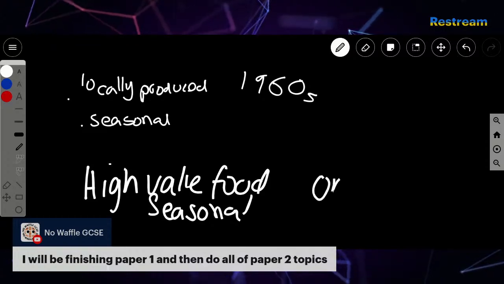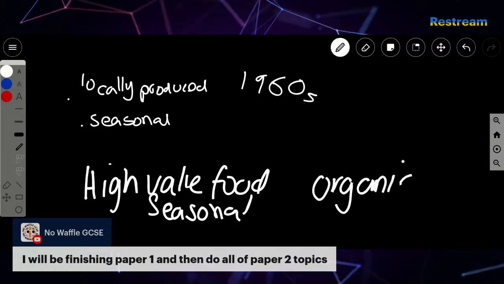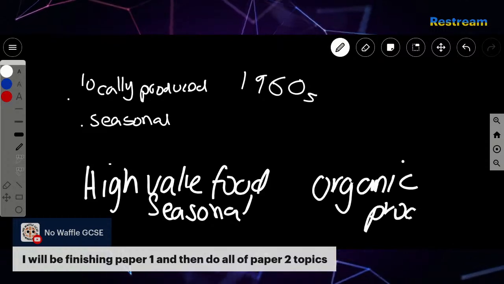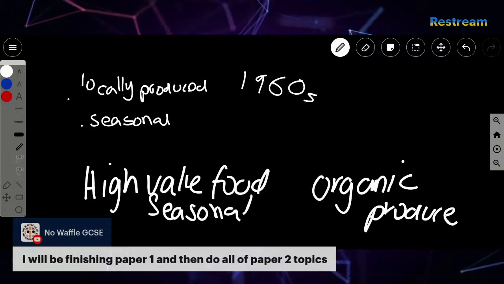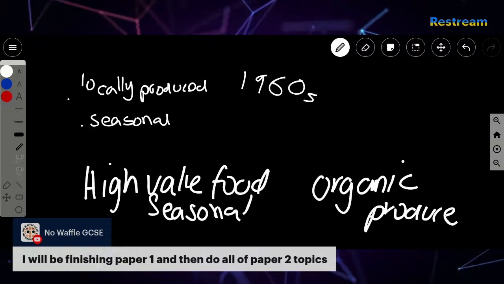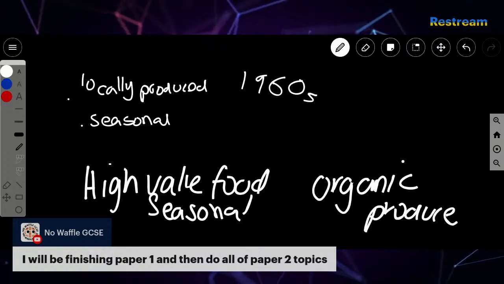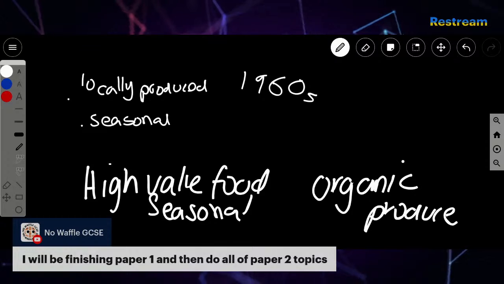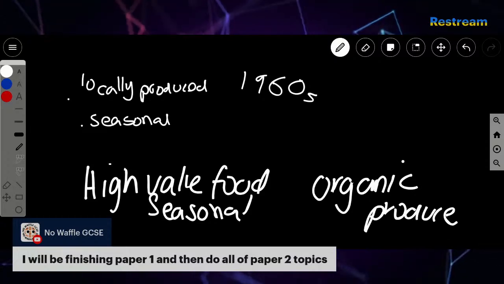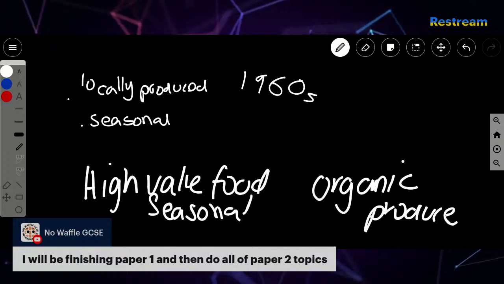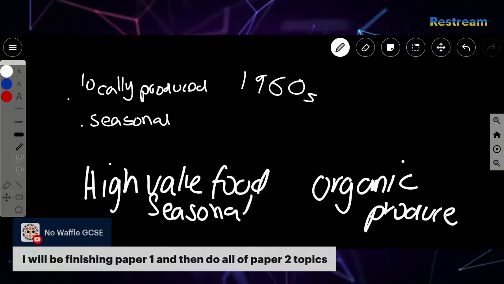And finally, organic produce. Organic produce refers to when people become more concerned about the environmental impact of food production and how chemicals can affect their health. So organic food production is strictly regulated, so no artificial fertilizers are used. Organic produce is growing as people are more conscious of what we are eating.